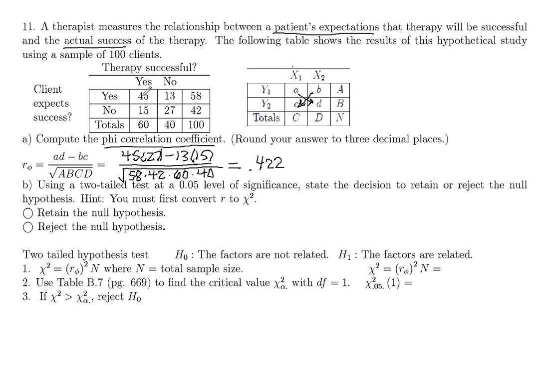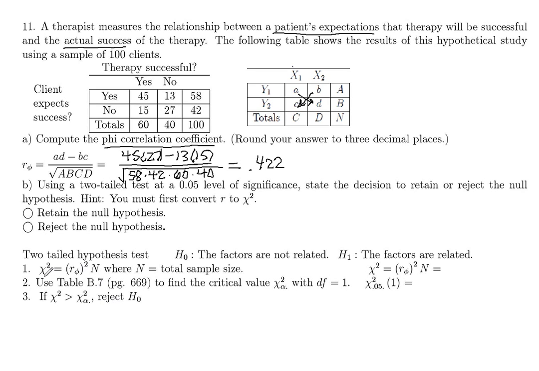Among the people that expected it to work, there's a higher proportion for which it actually did work. And then you look here under no and no. If the client expects therapy will not be successful, there's a greater number of people that actually don't have successful therapy. So it looks like expectations are related to the therapy outcome. It looks like there's a relationship, but we actually have to check it. These are the steps to check it by hand.